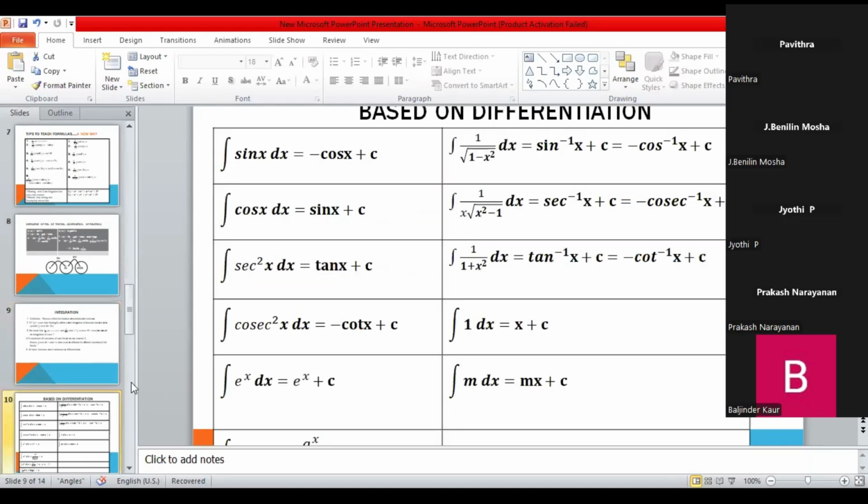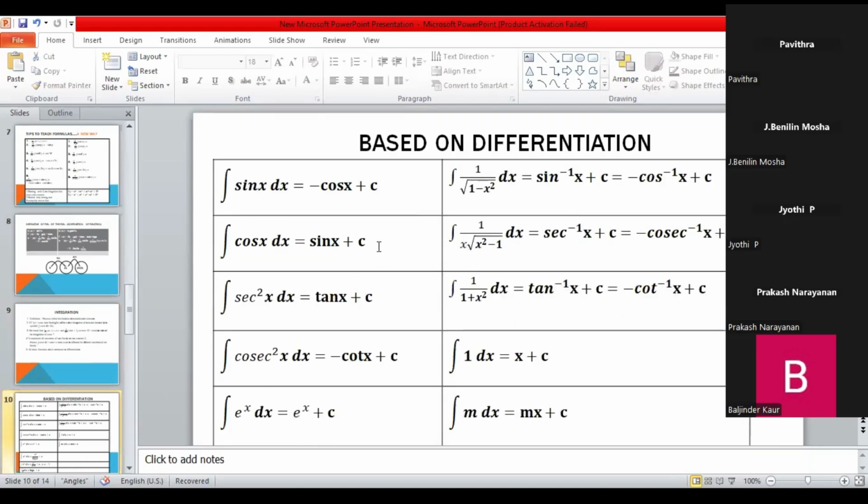Now we are going to see the formula of integration. The first slot, I request to everyone, please teach the formula of integration by combining them in different groups. Like first group, which is based on differentiation or the formula of differentiation. Like we know that derivative of sin x is cos x. Therefore, integration of cos x is sin x.